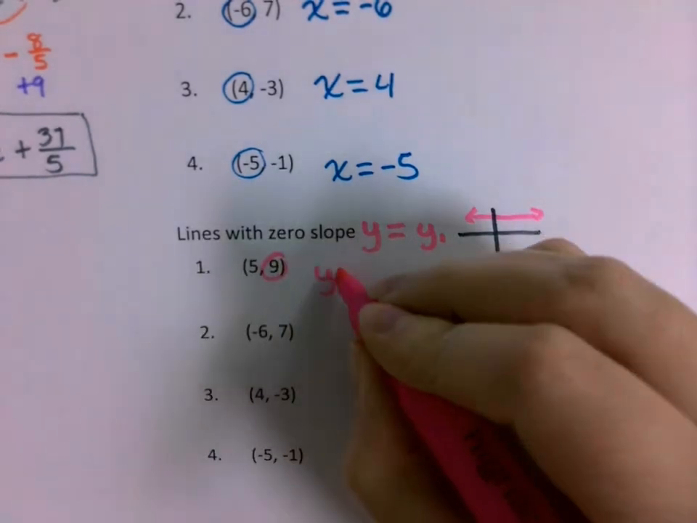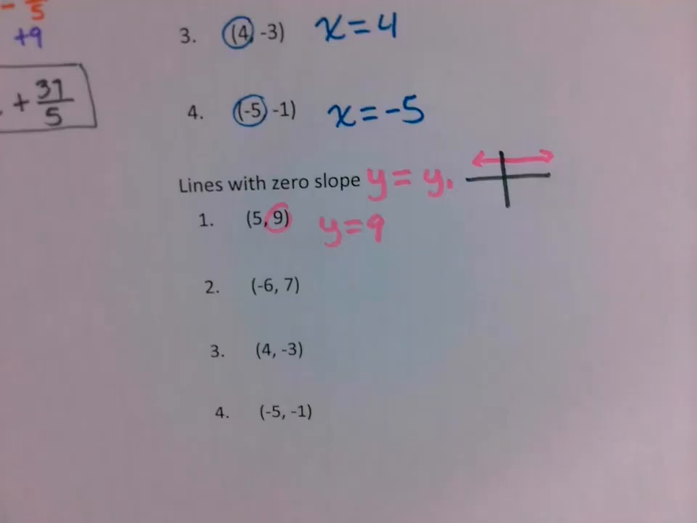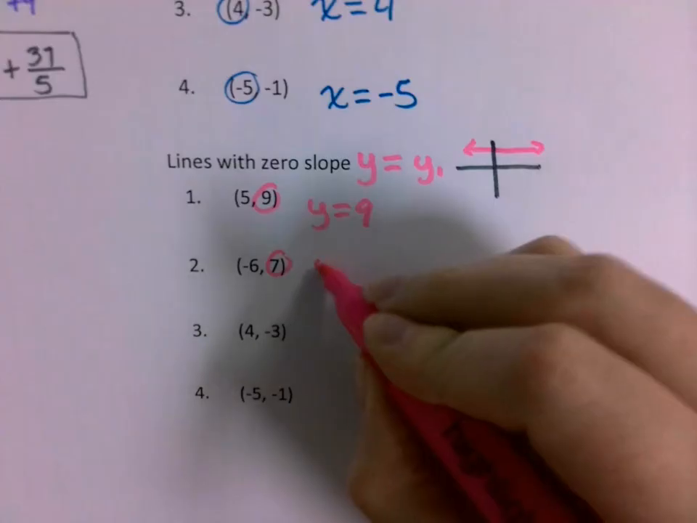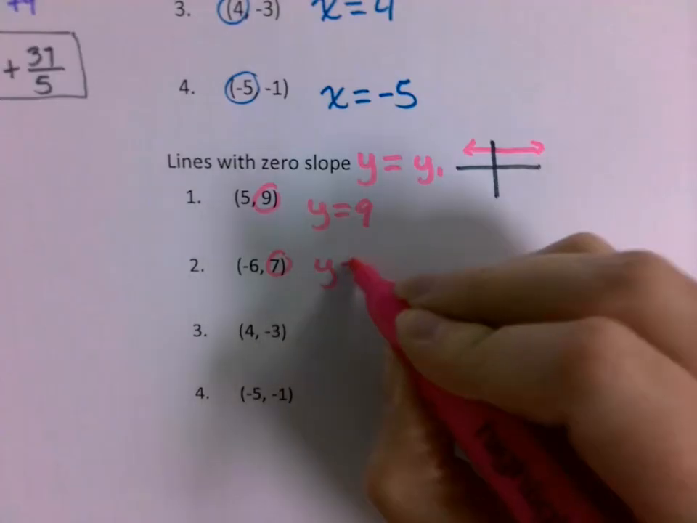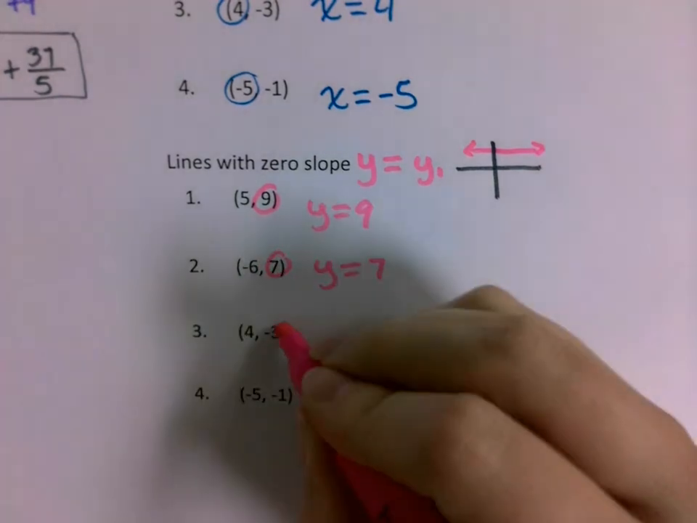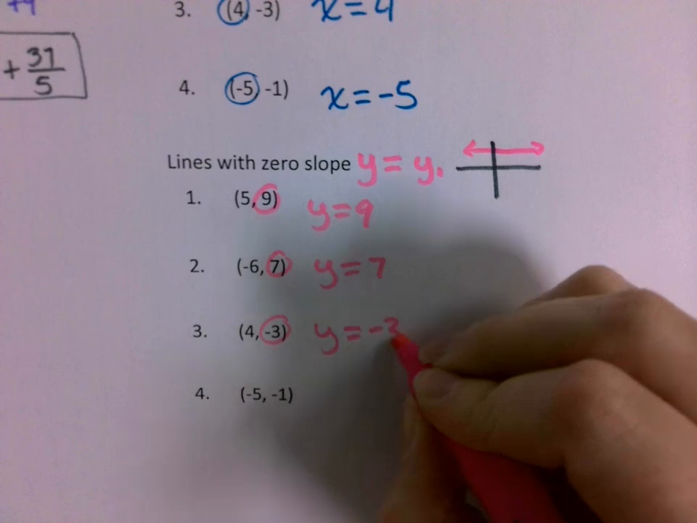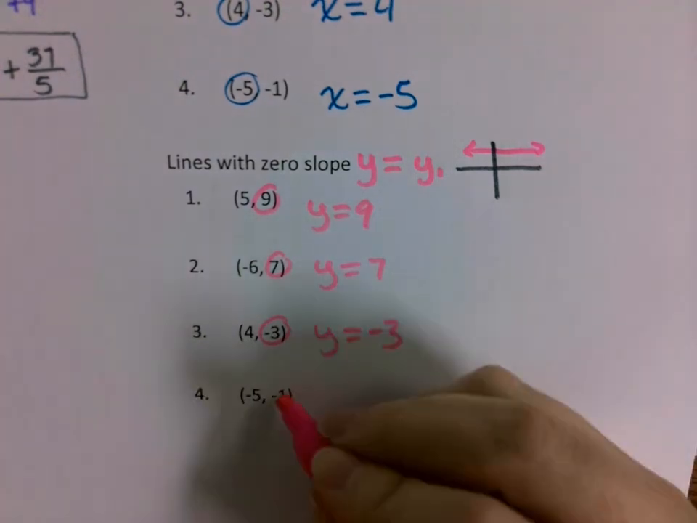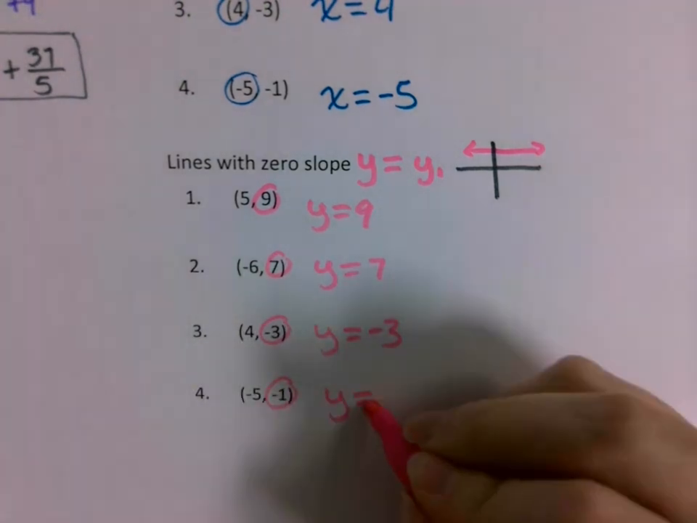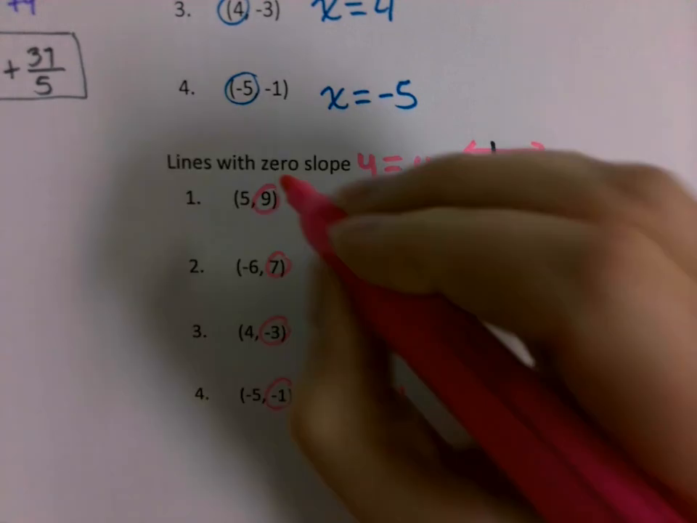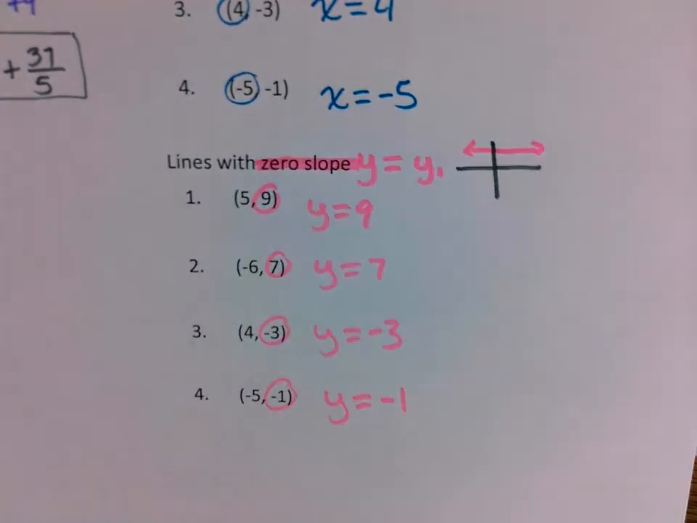What about for number 2? 7. Y is equal to 7. Number 3. Negative 3. Y is equal to negative 3. Number 4. Negative 1. Y is equal to negative 1. So those are for those special ones. If you have an undefined slope or a zero slope, you have a special type of equation where it's just x equals a number or y equals a number.